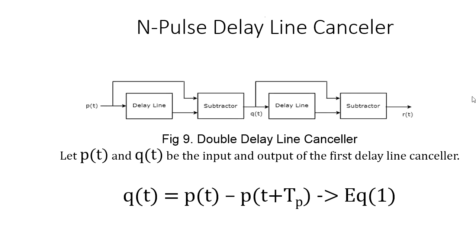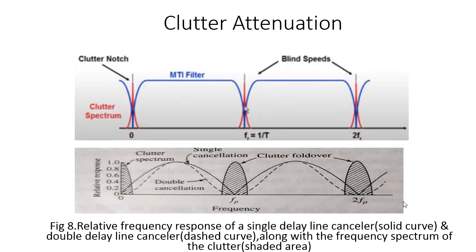Hello student, now we will discuss the n-pulse delay canceller. In the previous class, we discussed the concept called delay line canceller. If I go to the previous slide of the previous session, here we need to remove the clutter signal, that is the unwanted signal present in the echo signal of the moving target.